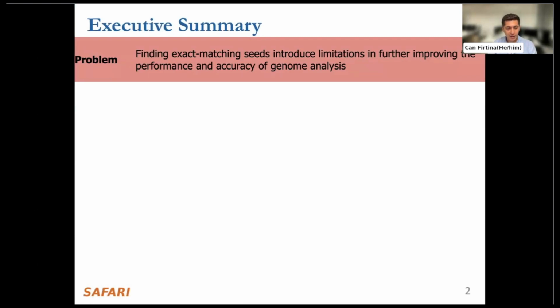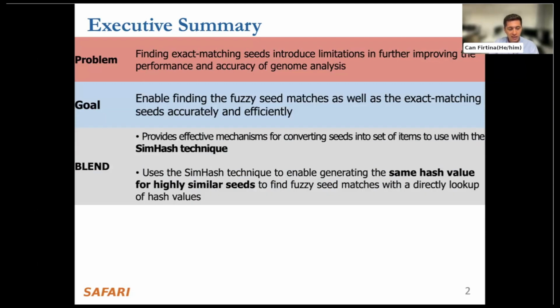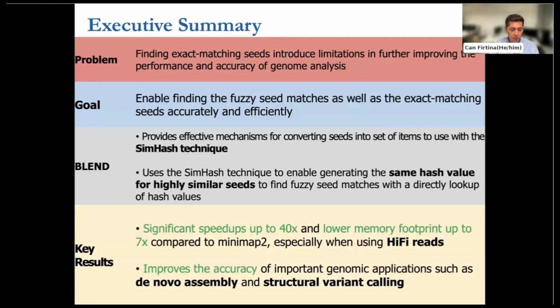So finding exact matching seeds, exact matching subsequences between sequences, introduces limitations in further improving the performance and accuracy of genome analysis. So our goal is to enable finding the fuzzy seed matches or approximate seed matches, as well as the exact matching seeds, accurately and efficiently. So Blend provides effective mechanisms for converting seeds into a set of items to use with a hashing technique known as SimHash. And Blend uses the SimHash technique to enable generating the same hash value for highly similar seeds to find fuzzy seed matches with a direct lookup of hash values.